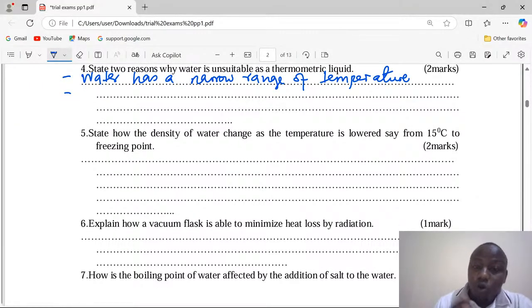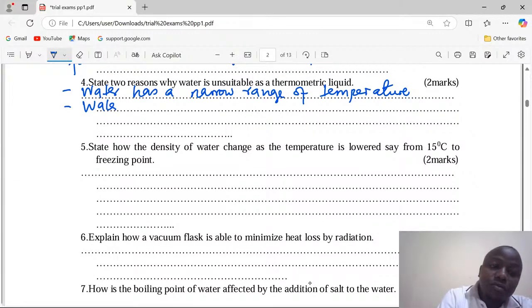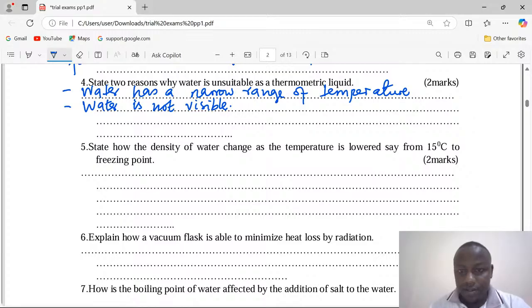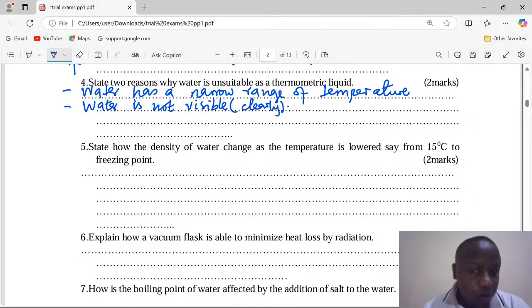A good thermometric liquid, while it is inside the glass tube, is supposed to be visible. No, it's supposed to be opaque, but water is clear. So water is not clearly visible, and this is making it unsuitable because you may not make very precise observations.